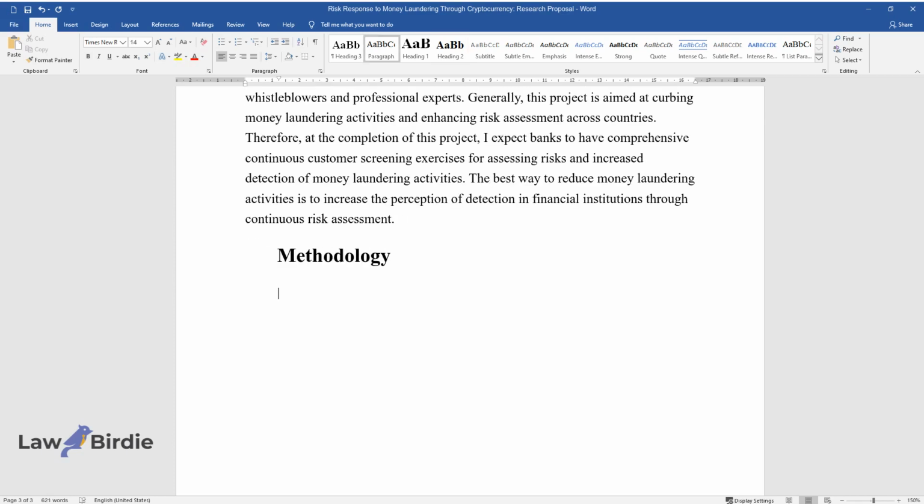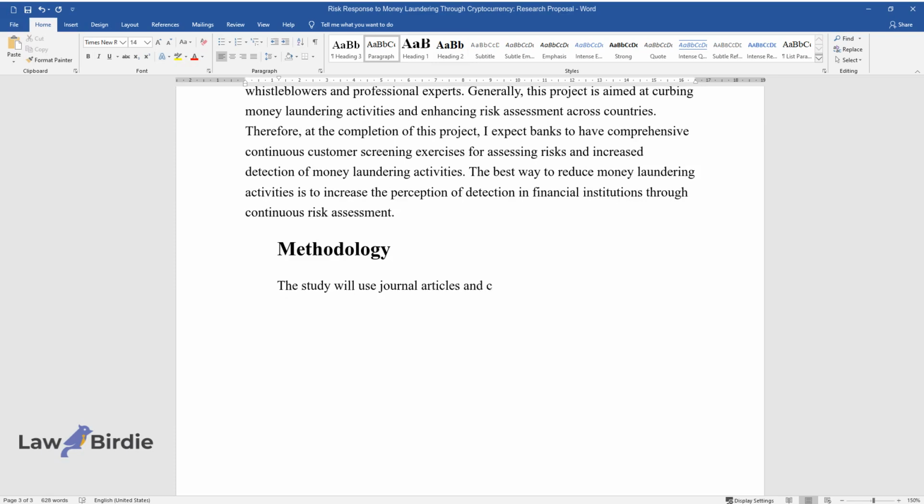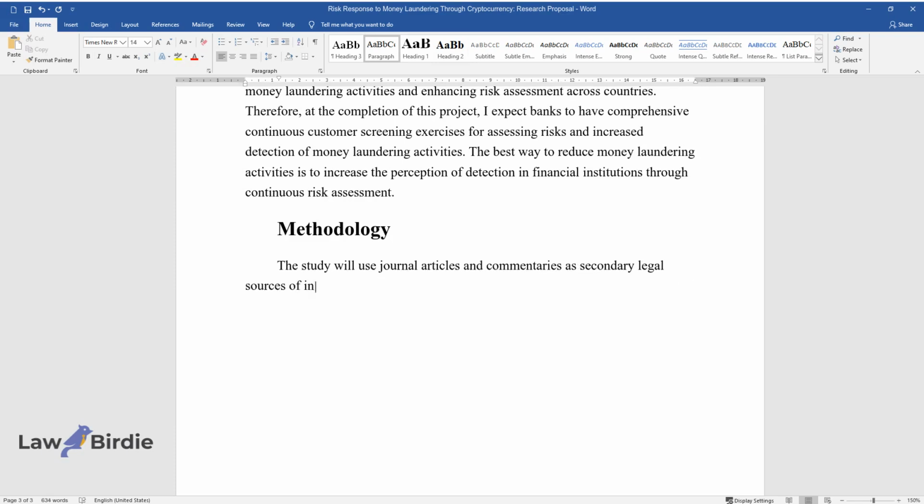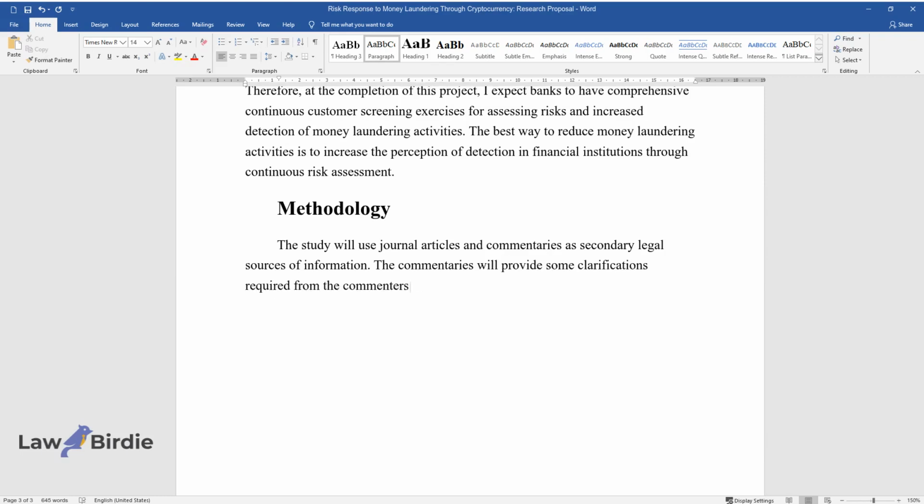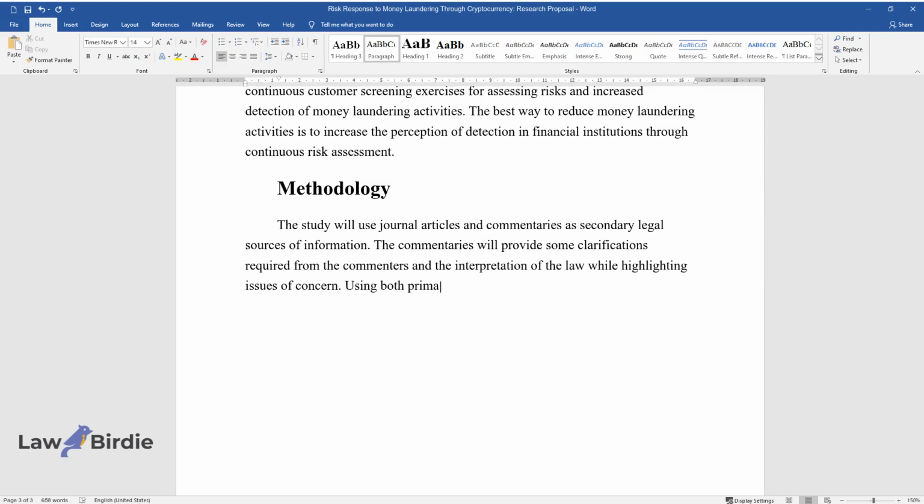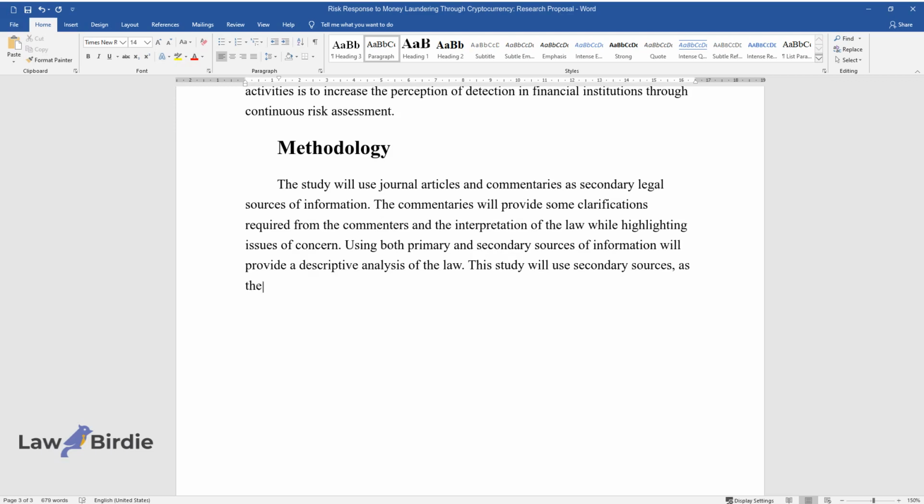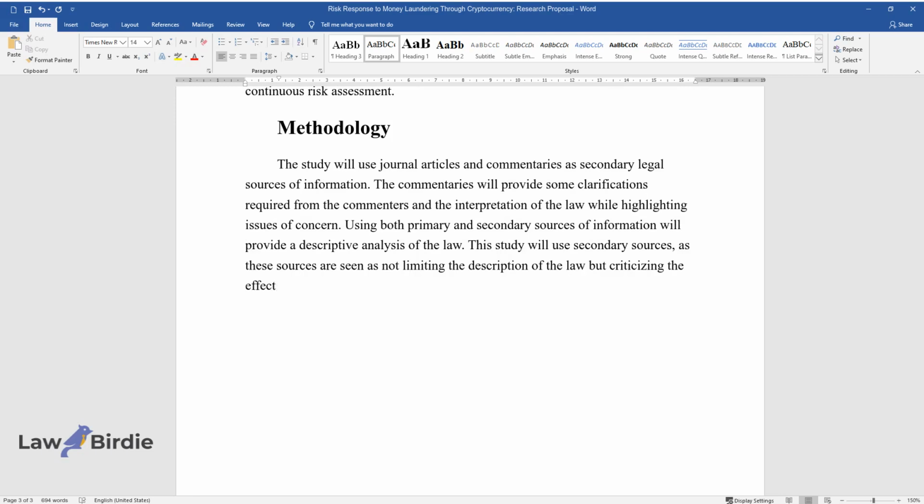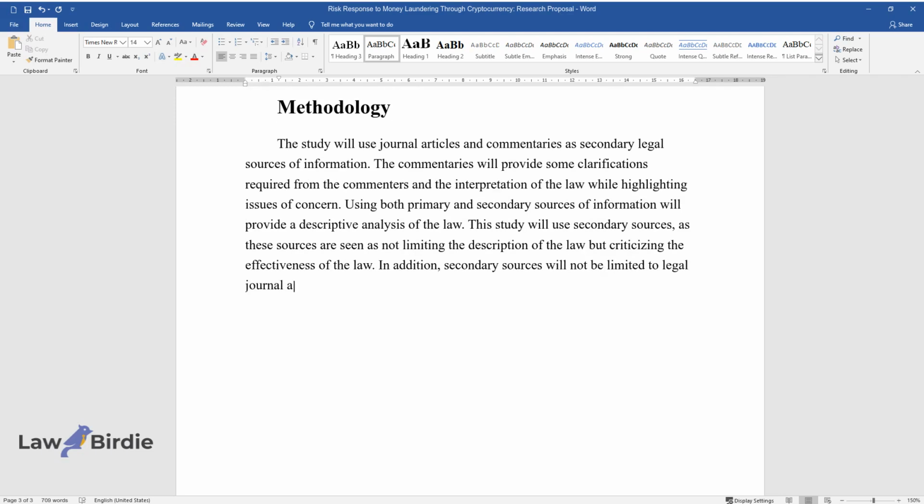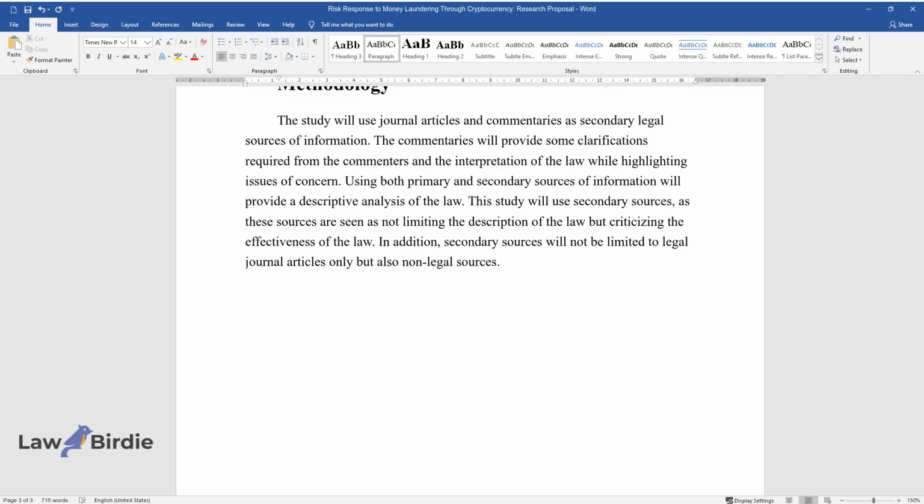Methodology. The study will use journal articles and commentaries as secondary legal sources of information. The commentaries will provide some clarifications required from the commenters and the interpretation of the law while highlighting issues of concern. Using both primary and secondary sources of information will provide a descriptive analysis of the law. This study will use secondary sources, as these sources are seen as not limiting the description of the law but criticizing the effectiveness of the law. In addition, secondary sources will not be limited to legal journal articles only but also non-legal sources.